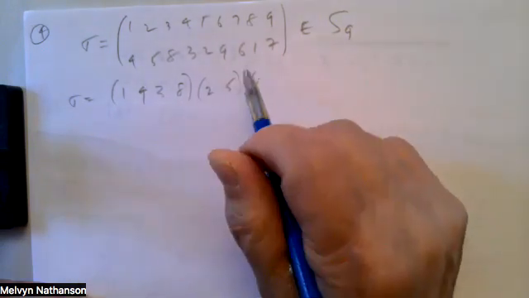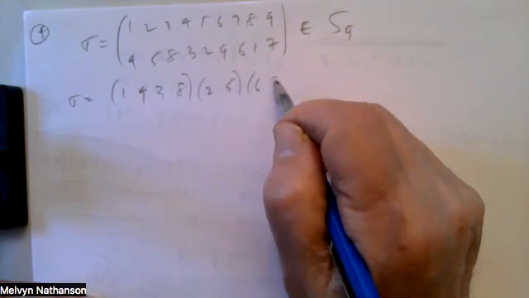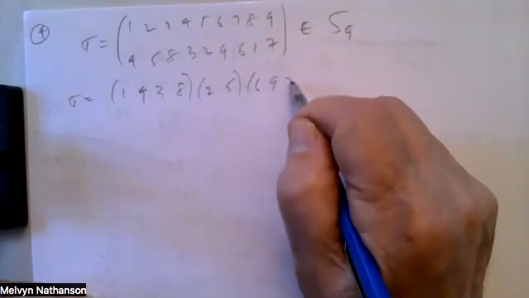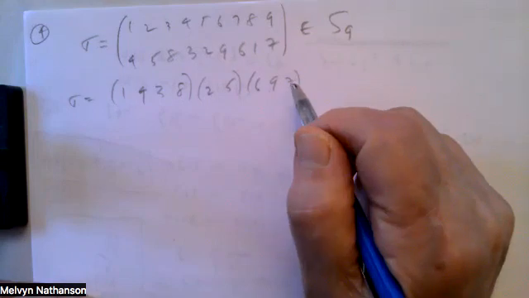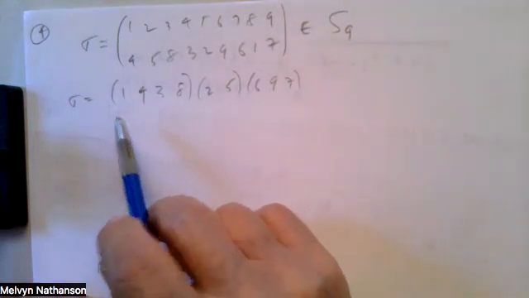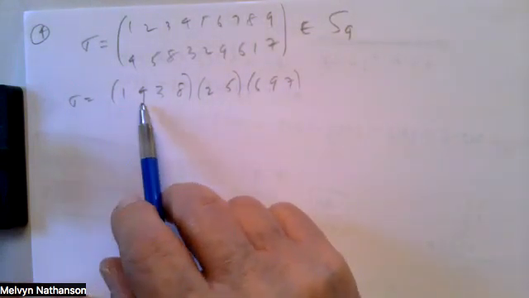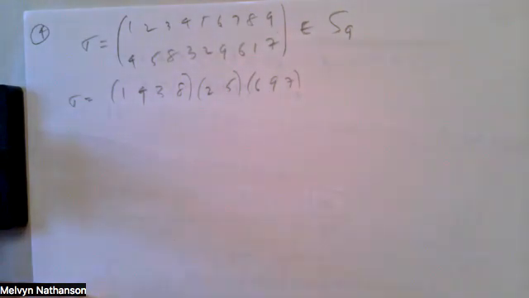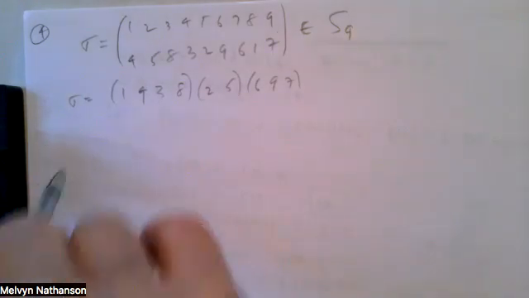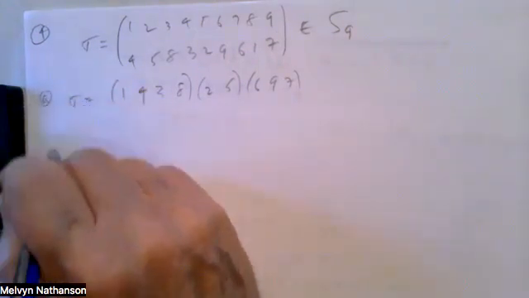See, the number 6 hasn't occurred yet. 6 goes to 9. 9 goes to 7. 7 goes back to 6. So here I have decomposed sigma into a product of pairwise disjoint cycles. I have a 4 cycle, a 2 cycle, and a 3 cycle. That's what makes up sigma. And now I want to write sigma as a product of transpositions. So this is part A.